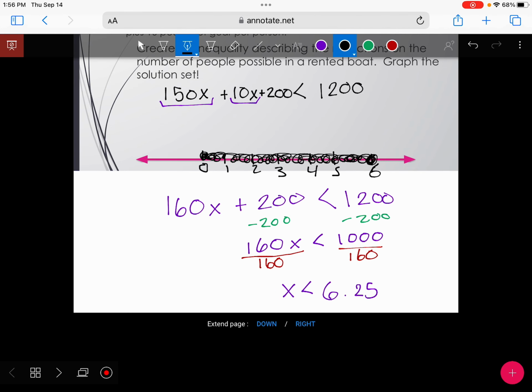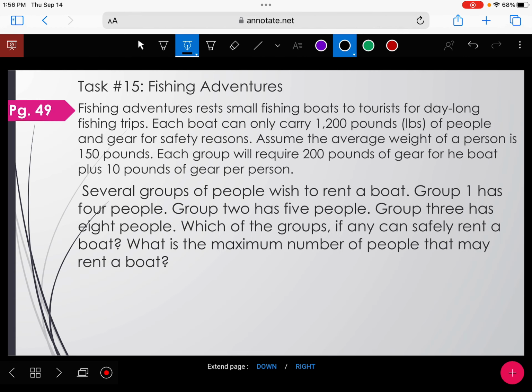So I can take up to 6 people. So then look at part B. Now that we have that answer, look at part B. We've got several groups. Which of these groups can go? Look through it. You do it. Look at B. Tell me which groups can go.